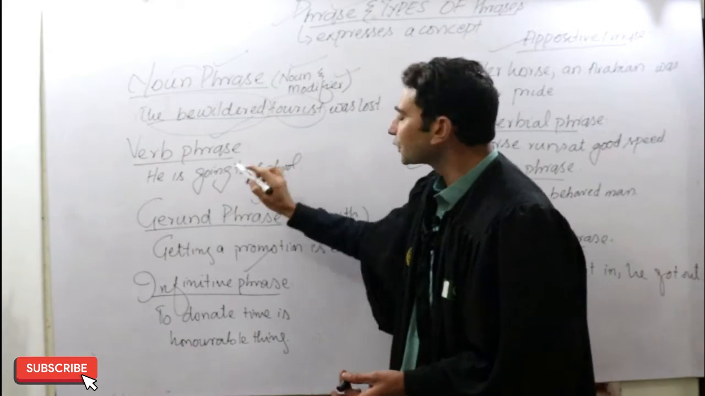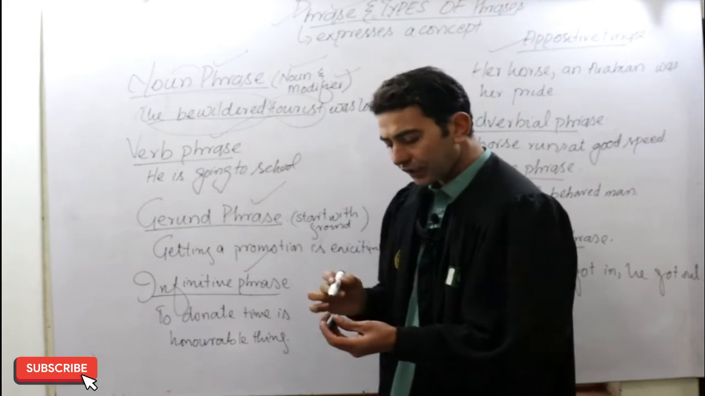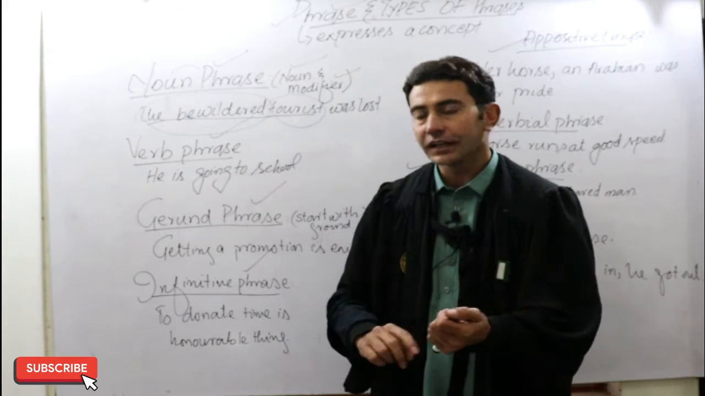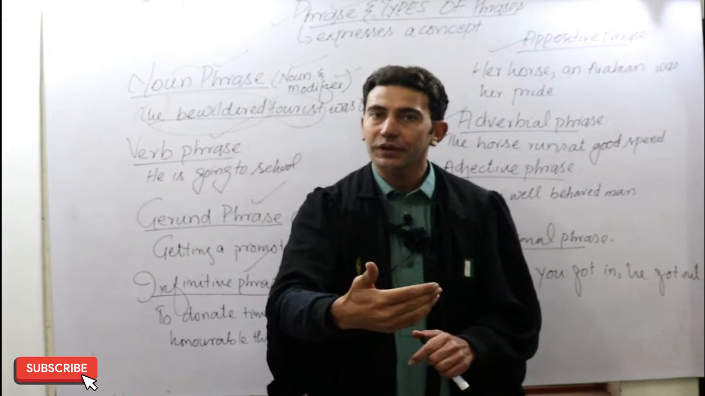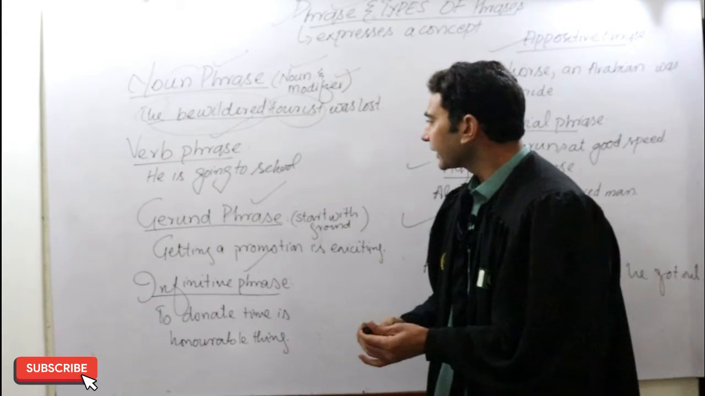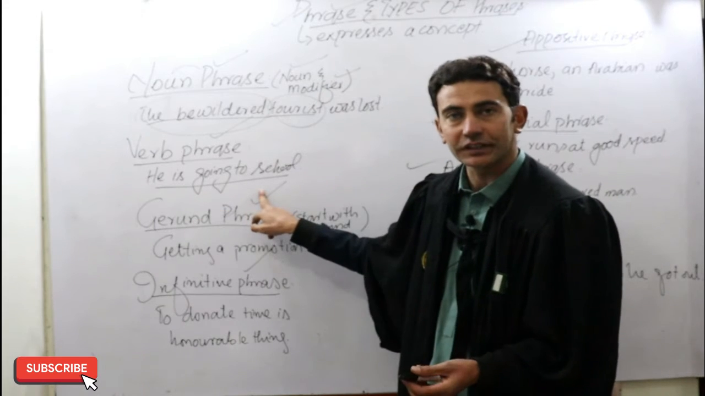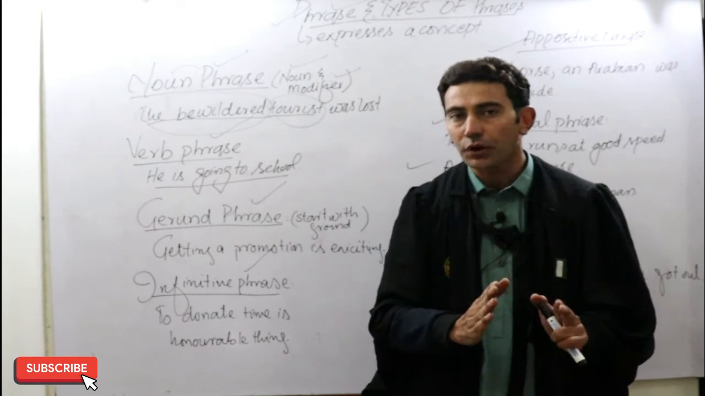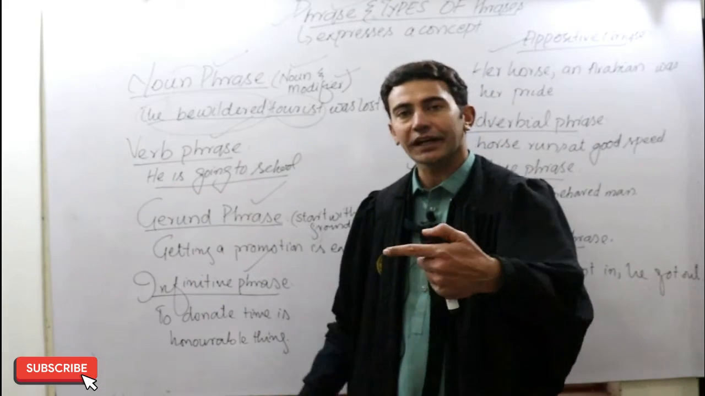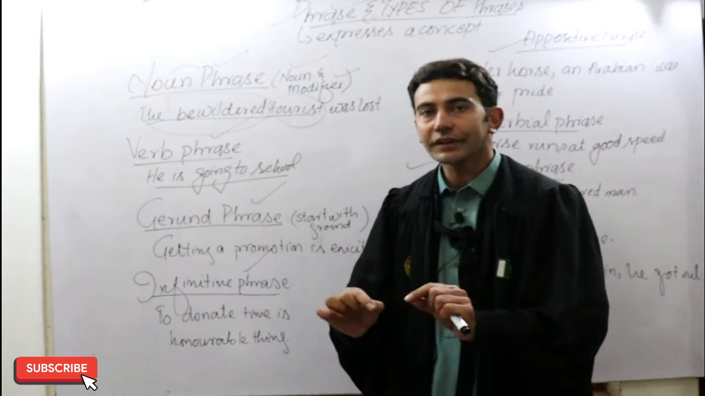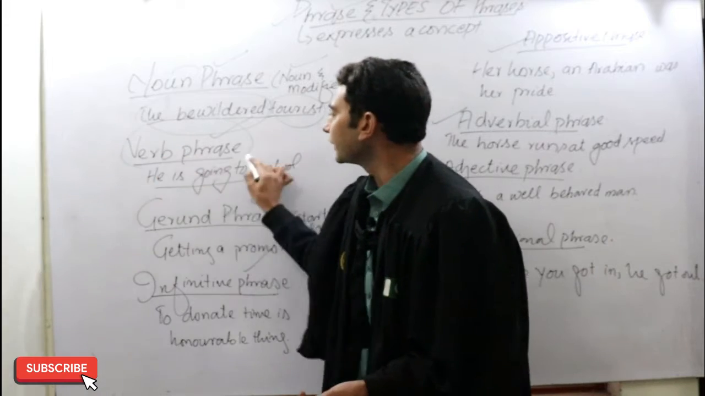Okay, now let us move on toward the verb phrase. What is the function of a verb phrase? In a verb phrase we normally have a main verb along with auxiliaries, because sometimes it is not possible for a main verb to convey complete meaning. Look at this example: he is going to school. We can't say "he going to school", because in some cases it is not possible for a verb to convey complete meaning. So in such cases we need to add a helping verb to the main verb, and whenever we add a helping verb to the main verb, that forms a verb phrase.